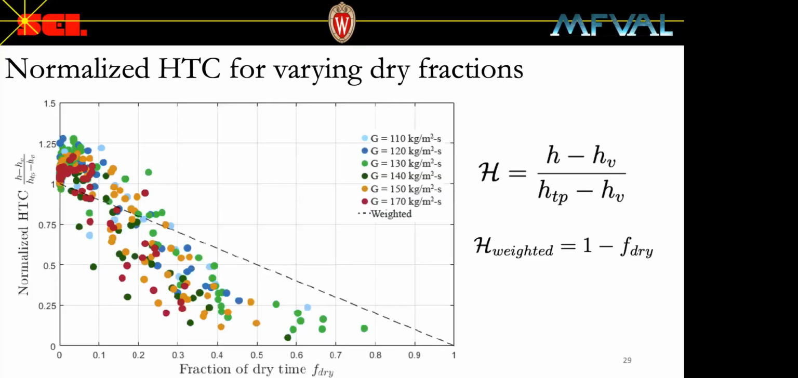Here the normalized heat transfer coefficient and the normalized weighted heat transfer coefficient are shown as a function of dry time. The weighted average approach is shown as the black dotted line, and you can see that it fails to accurately predict what the heat transfer coefficient is doing during dryout. With increasing mass flux, the maximum value of the normalized heat transfer coefficient tends to decrease slightly, but otherwise, for the range of mass fluxes investigated, there's little effect on the normalized heat transfer coefficient.